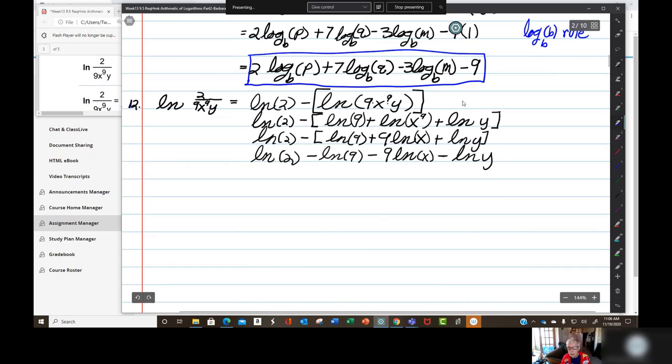And so going to blue, we use the quotient rule. And we use the product rule. And we use the power rule. And we use distribution.